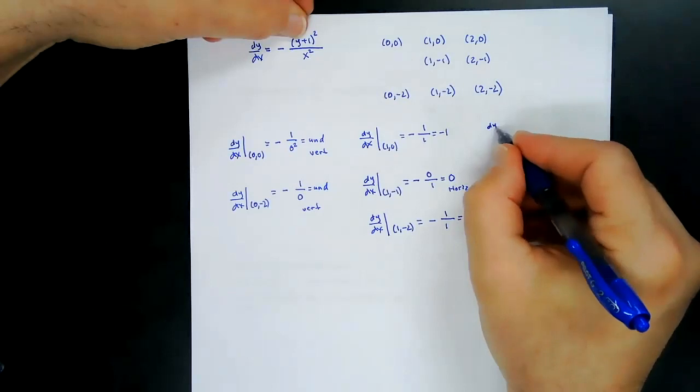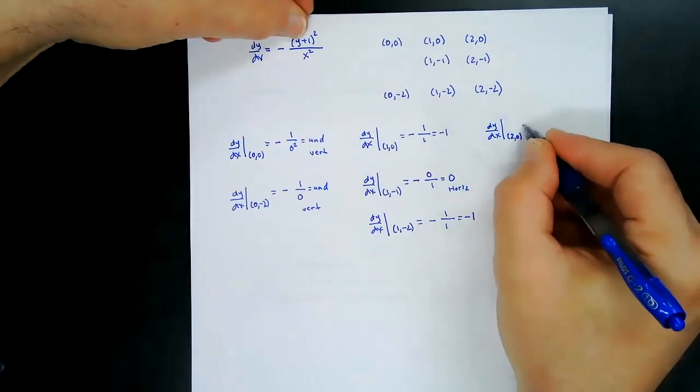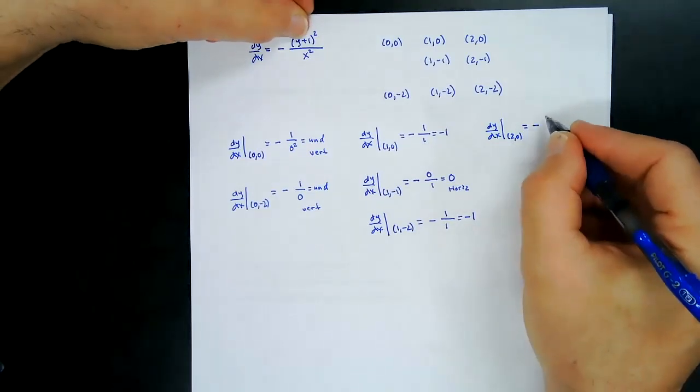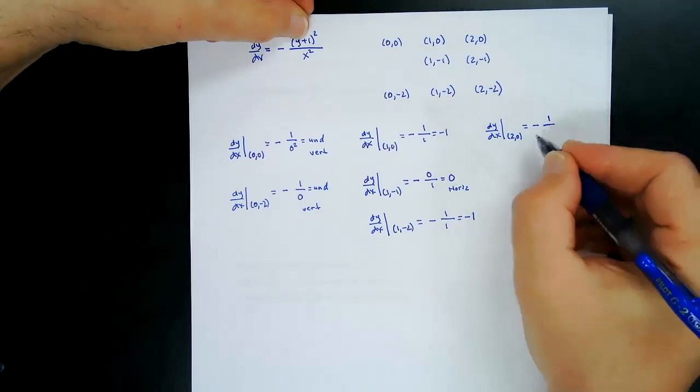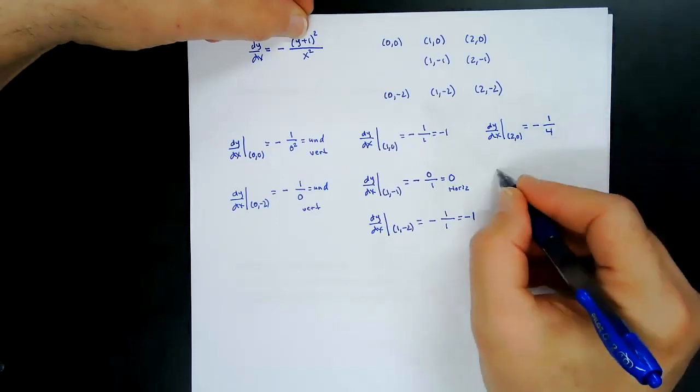So then dy over dx at the point (2, 0). Okay, so that would be negative, and I'm going to put 0 in for y, so that'd be 1 squared, which would be 1, over 2 squared, which is 4. So that's negative 1/4. Okay, so that's not very steep.